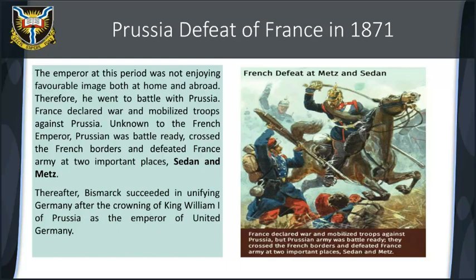France declared war and mobilized troops against Prussia. Unknown to the French emperor, Prussia was battle-ready, crossed the French borders, and defeated France's army at two important places, Sedan and Metz. Thereafter, Bismarck succeeded in unifying Germany after the crowning of King William I of Prussia as the Emperor of United Germany.